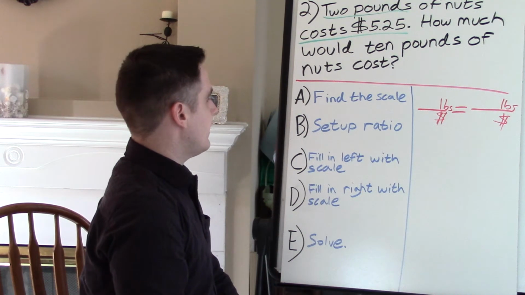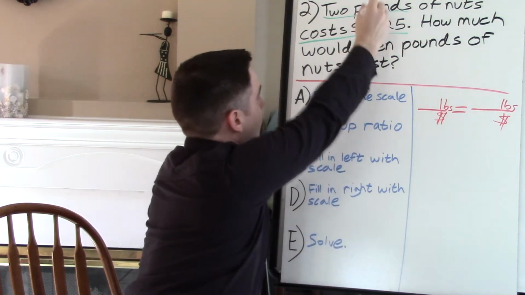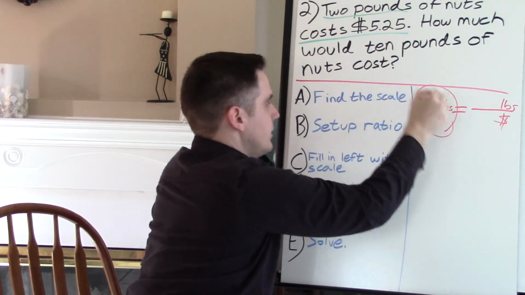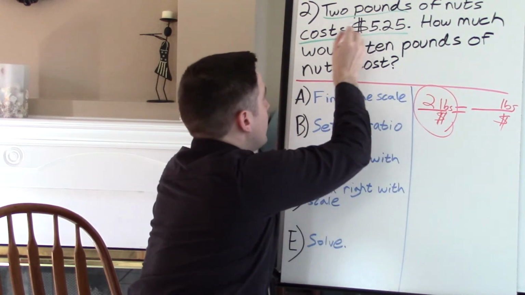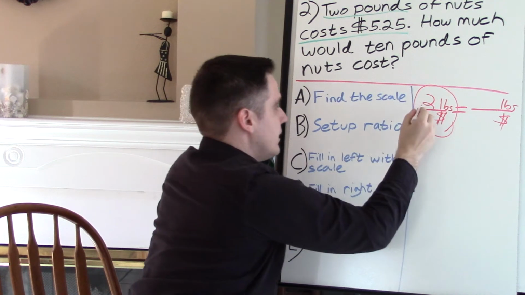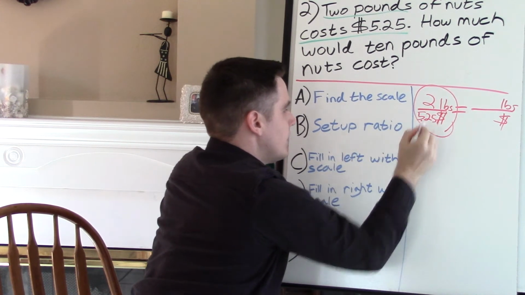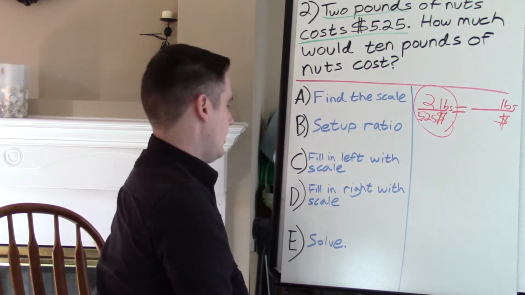Alright, and so we're going to fill in the left with the scale. The circle one on the left, so 2 pounds. Pounds is here. $5.25 in dollars, so $5.25 right there.